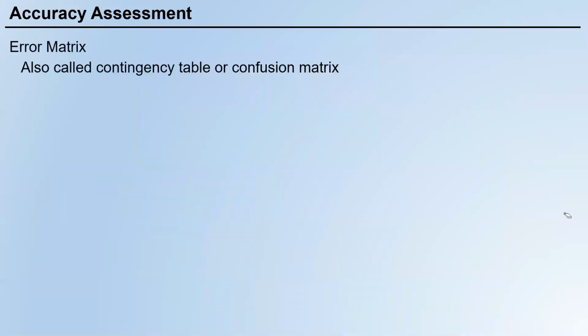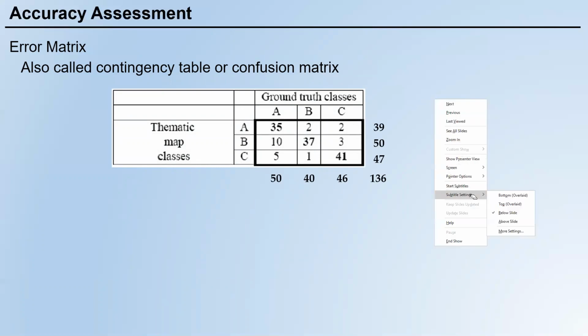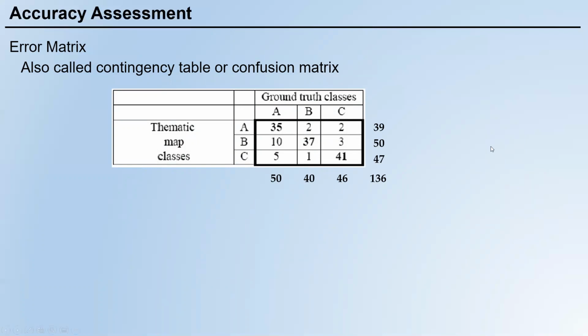And next, create error matrix. Sounds like a high-end term, error matrix, but it's not that complex. I'll show you. It's also called contingency table or confusion matrix. It's just like this. It's very small because we only have 3 classes here, and it's very easy to calculate because the numbers here are very small. But this is good enough to give you an impression about the concept of error matrix.